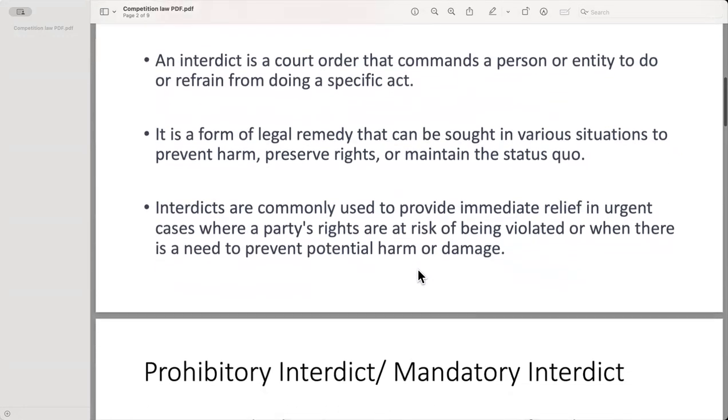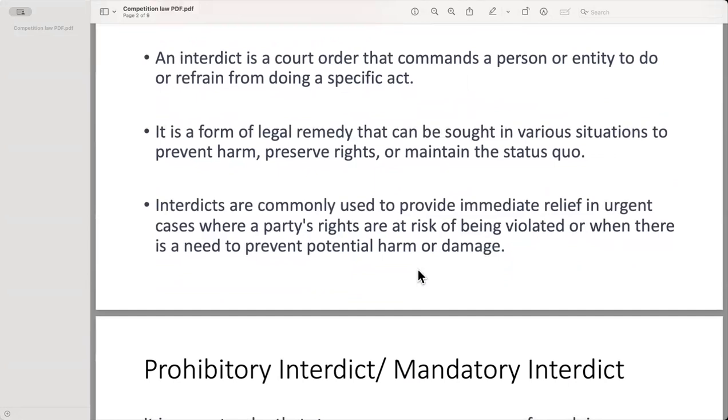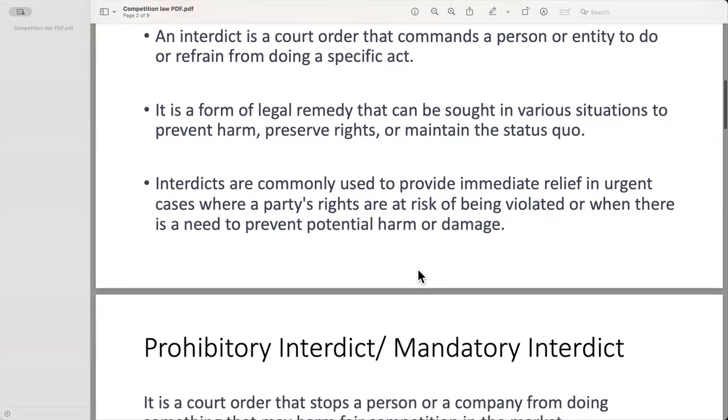Interdicts are commonly used to provide immediate relief in urgent cases where a party's rights are at risk of being violated, or when there is a need to prevent potential harm or damage. Today the types of interdicts we're going to look at are the prohibitory interdict, also known as the mandatory interdict. We're also going to look at the final interdict and the temporary interdict, and then we're going to give examples of each.